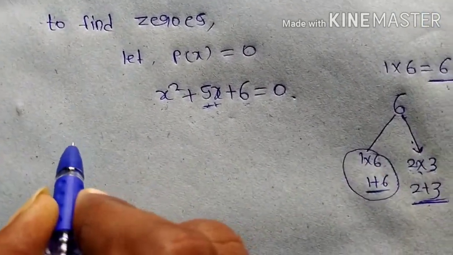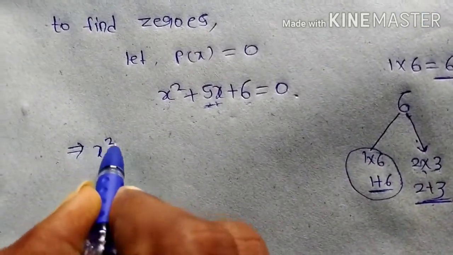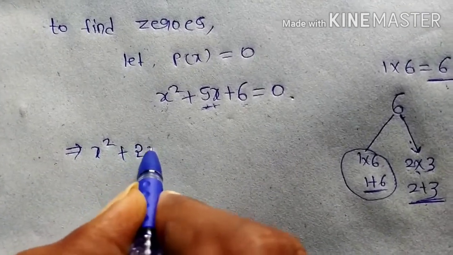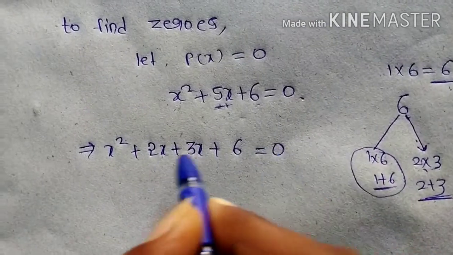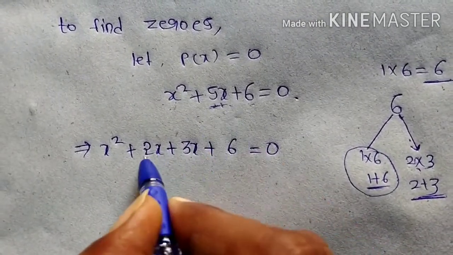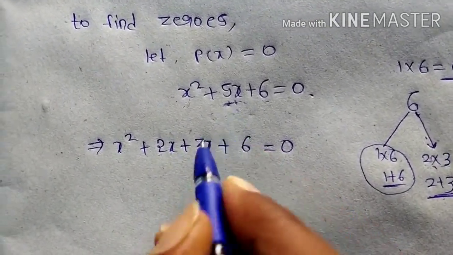That means you can write here, implies x square plus 2x plus 3x plus 6 is equal to 0. 2 plus 3 is 5 only. I have written, yes or no? Yes.